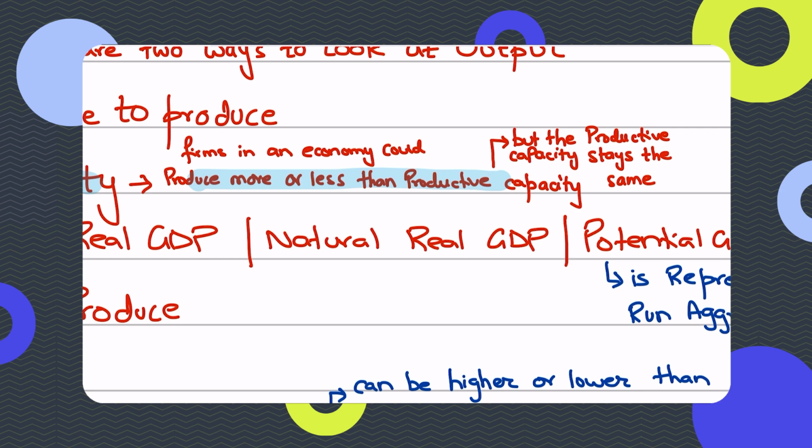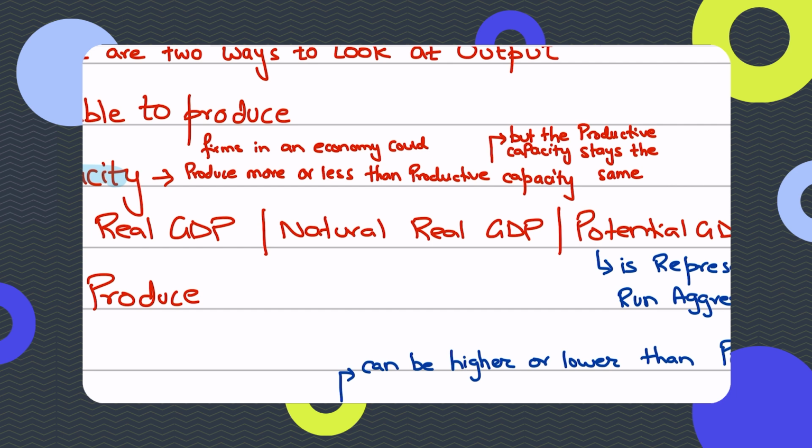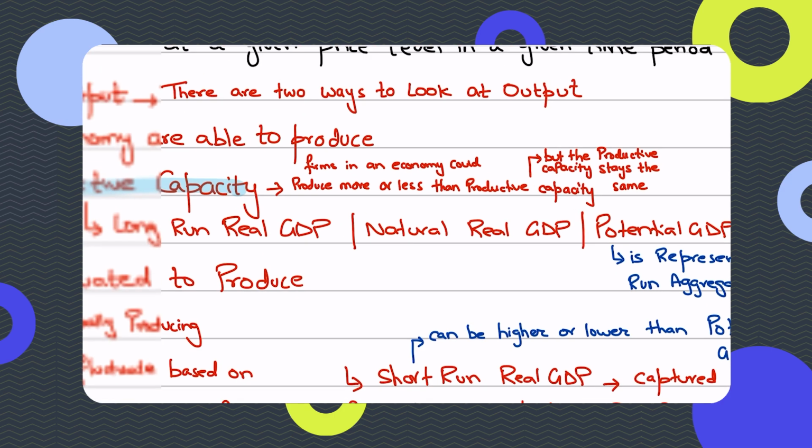We'll look at this later, but what we're saying is that the actual output could differ from the productive capacity, right? But your productive capacity remains the same. Productive capacity is not changing. Your actual output could be either more or less than the productive capacity, or it could also be equal to the productive capacity, right?